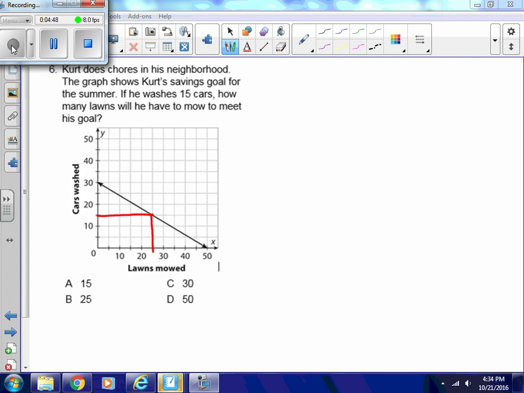Well, in between 20 and 30 would be 25, and that's choice B. If he mows 25 lawns and he washes 15 cars, he will meet his goal.